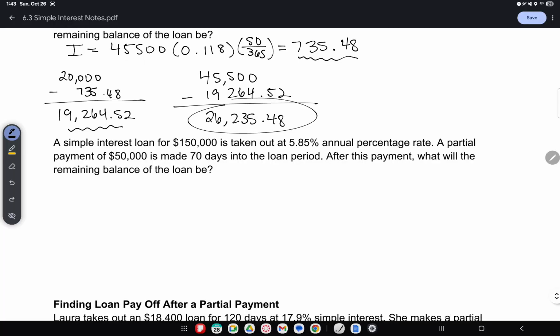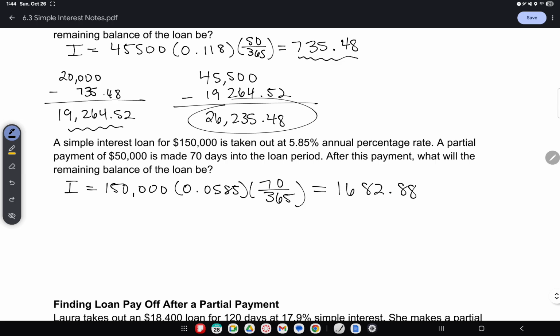Let's do another one. Find the interest. So the interest is $150,000. The rate is 0.0585, and it's 70 days. So there's interest, let's see, is $1,682.88.